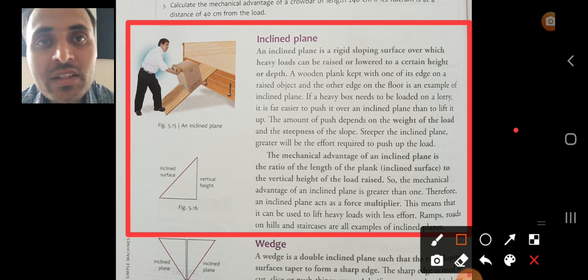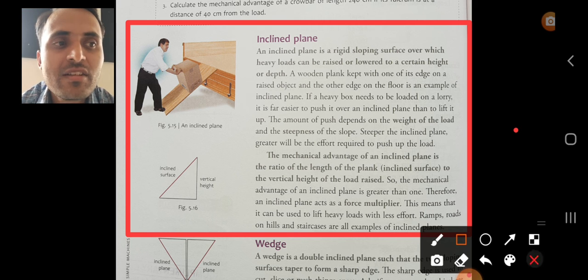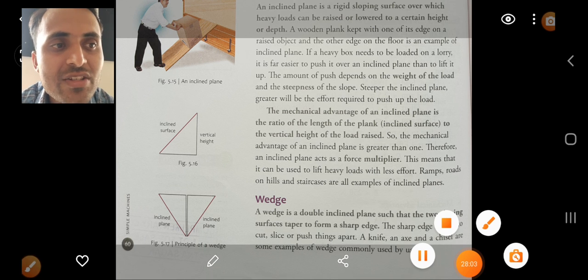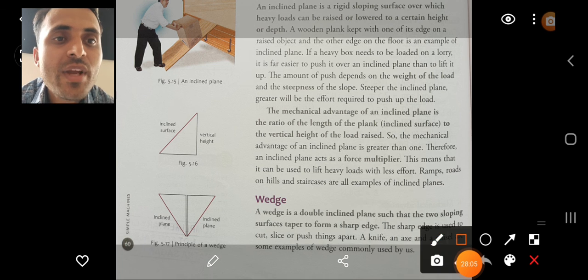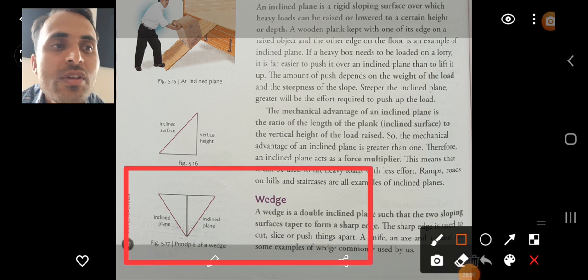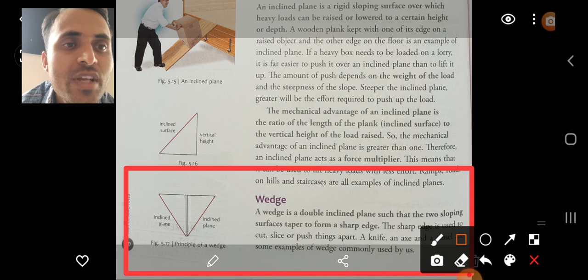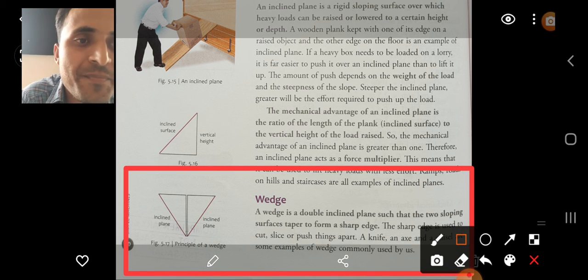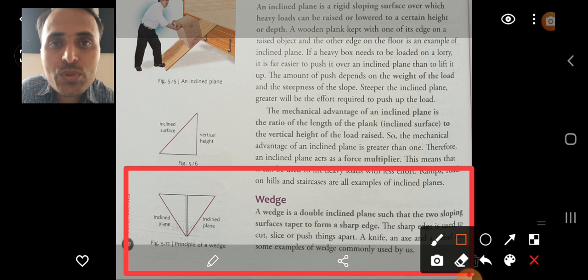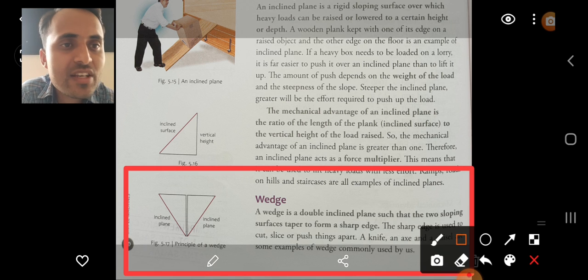Now move towards the third type of simple machine, which is nothing but the wedge. What do you mean by wedge, and how is the wedge formed? We have to see. So see the figure which is shown about the wedge. What is the definition of the wedge? A wedge is a double inclined plane such that two sloping surfaces taper to form a sharp edge.